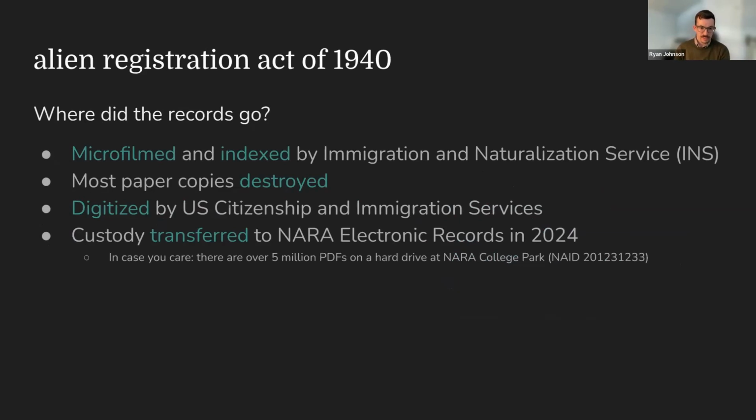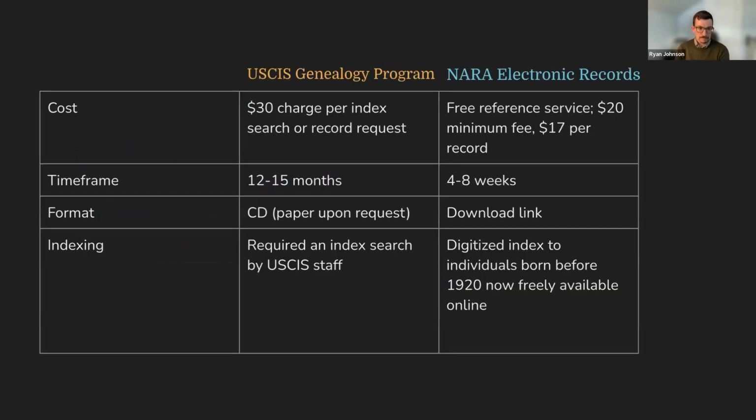That microfilm was digitized by U.S. Citizenship and Immigration Services, and those digital files are what was transferred to the National Archives earlier this year. And in case you like the nerdy archivist bits, it's 5 million PDFs on a hard drive that are sitting in College Park, Maryland. Here's a table that I threw together to give you a glimpse of how much of a benefit this is for us for these records to be at the National Archives.